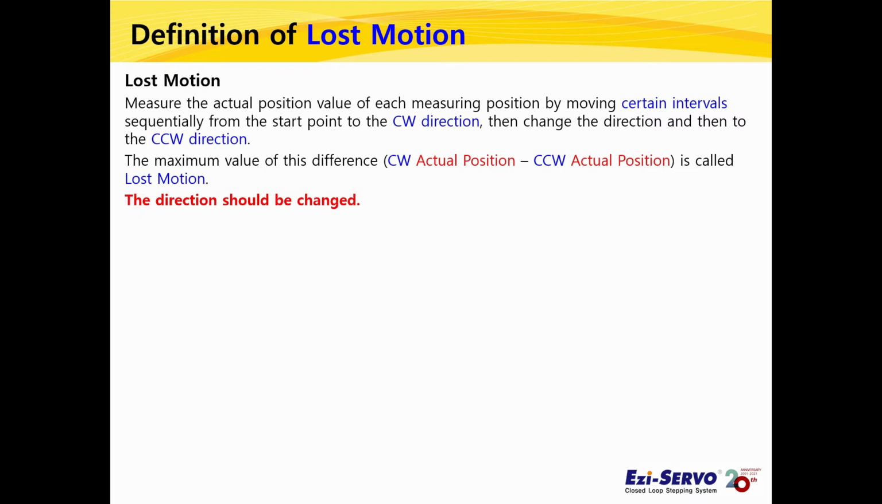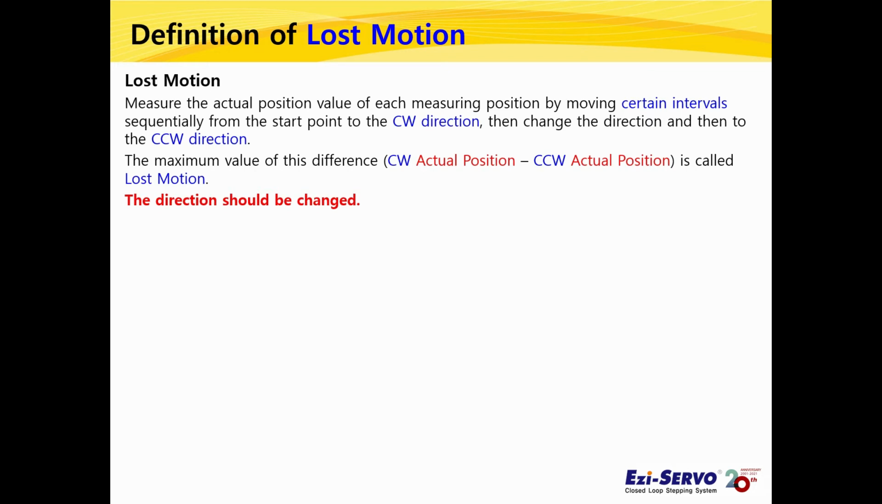To explain easily, you can think of it as the maximum difference between the actual position value when the motor is commanded to move at a certain interval in the clockwise direction and the actual position value when the motor is commanded to move at a certain interval in the counterclockwise direction. In other words, lost motion refers to the position error that occurs when changing direction.